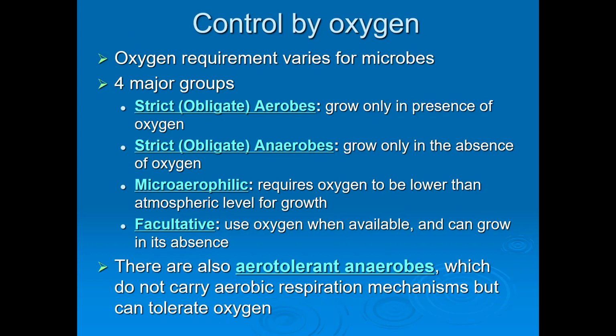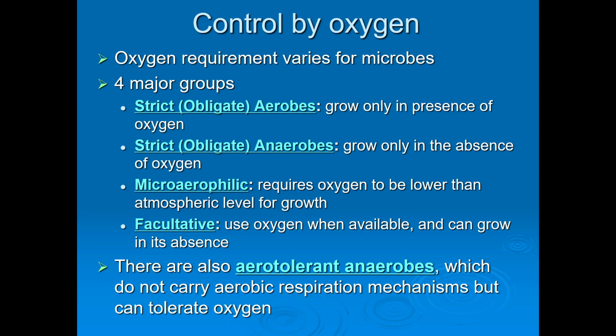Okay. So oxygen, as I'm sure we know, is also a requirement for some microorganisms. Some kind of require the absence of it. So we have our strict obligate aerobes, which grow only in the presence of oxygen. Then we have our obligate anaerobes, which grow only in the absence of oxygen. So they do not want any. So aerobe is in oxygen, air, and then anaerobe is no air.